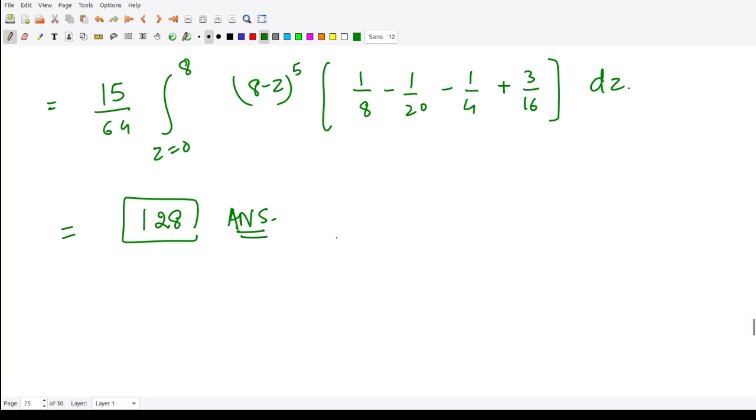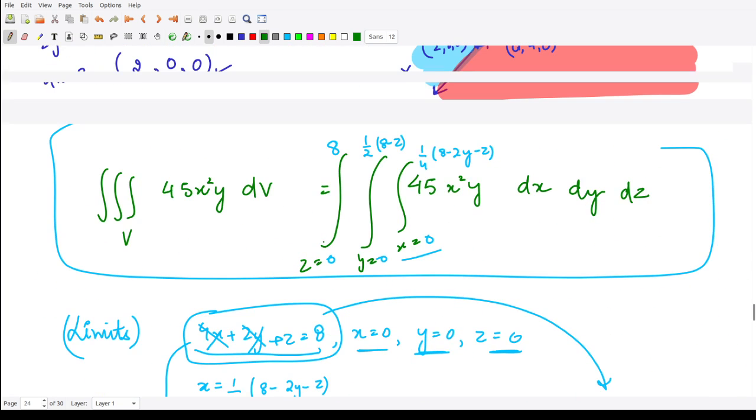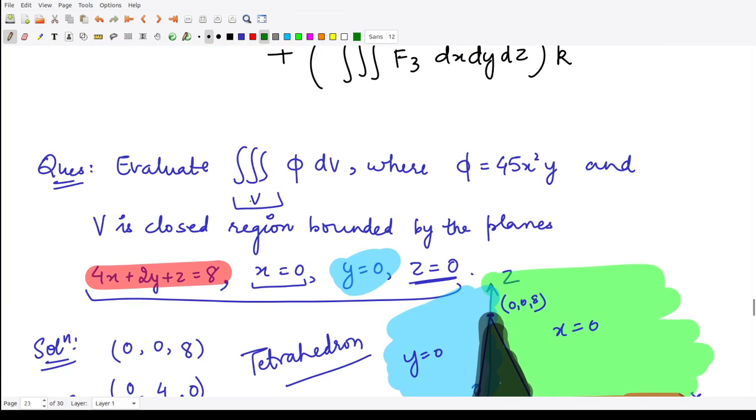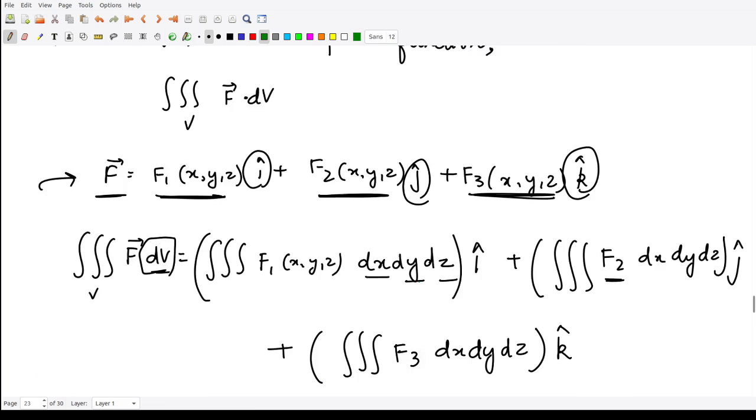So in this question we saw how we can calculate the volume for the given vector function, or in this case it was a scalar function, whenever the region V is defined by the given equations, right?